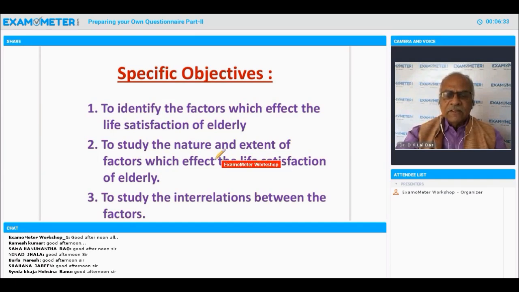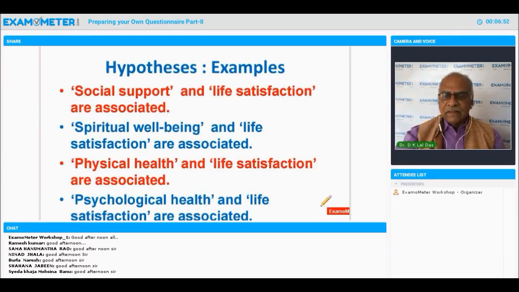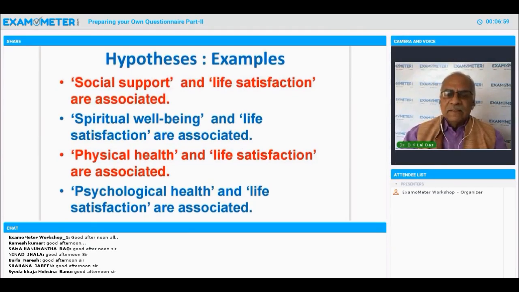So remember, to prepare a questionnaire, you have to keep in mind the research topic, research questions, objectives of the research, and also the hypothesis. For example, we take: social support and life satisfaction are associated, spiritual well-being and life satisfaction are associated, physical health and life satisfaction are associated, psychological health and life satisfaction are associated. These are very simple hypotheses I'm taking.